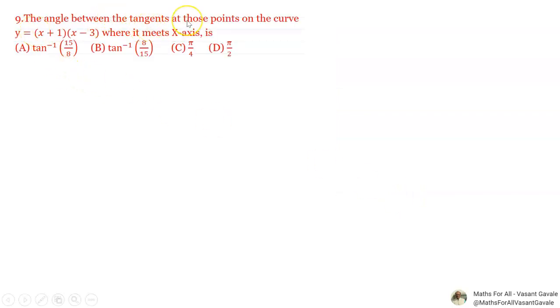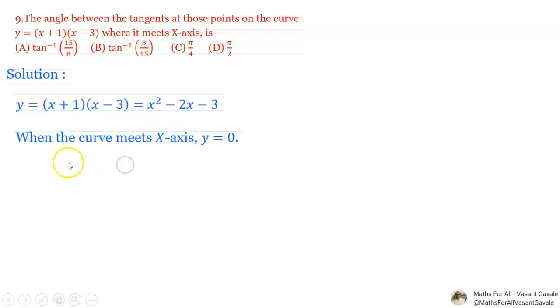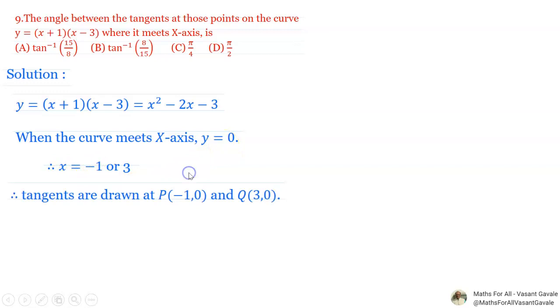The angle between the tangents at the points on the curve y is equal to (x plus 1)(x minus 3), where it meets the x-axis, is. We have to find the angle between the tangents. When the curve meets the x-axis, then y is equal to 0. Then you will have this quadratic equation: x square minus 2x minus 3 is equal to 0. Therefore, the values of x are minus 1 and 3. The tangents are drawn at the point minus 1, 0, and the other point is 3, 0.